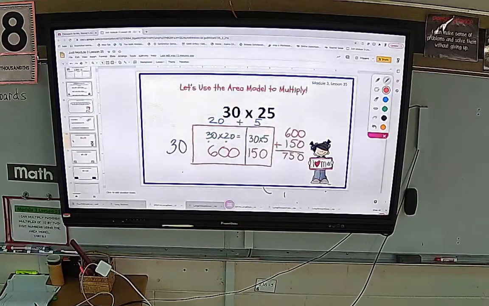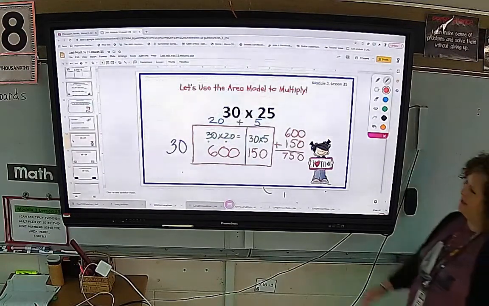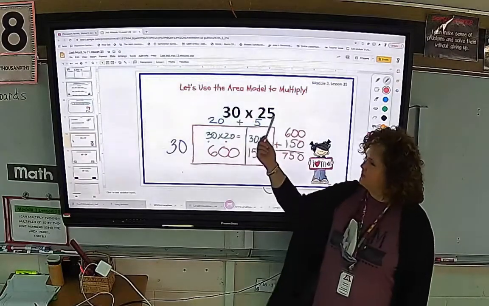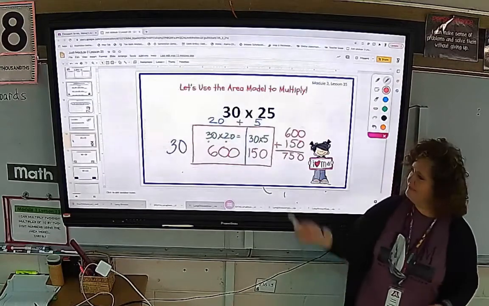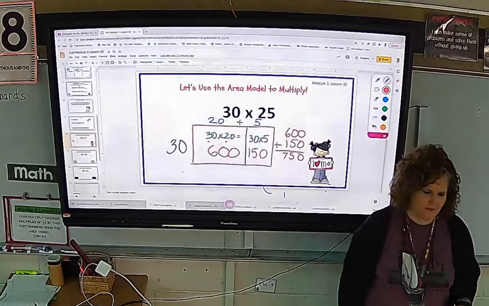Okay. Now, Ishmael was light years ahead of me. I think he took 3 25s. If you had 3 quarters, that would be 75 cents. That's what I was thinking. And then just added the 0 to 75.